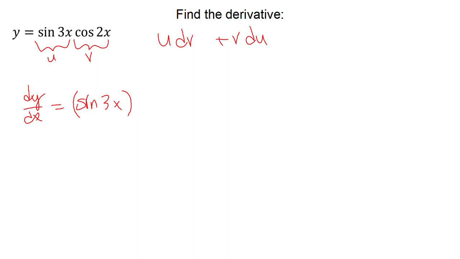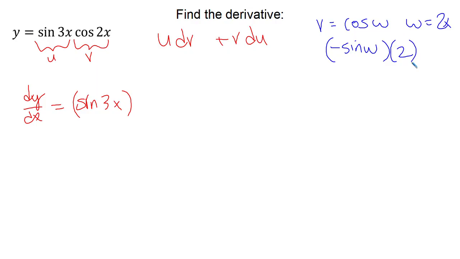And if we need to, we can do some work off to the side for that. v is the cosine of a function. We'll call it w, where w is 2x. So dv dw should be negative sine w, and dw dx should be 2. So the derivative of the cosine 2x portion of that, using the chain rule, is negative 2 sine of w, or negative 2 sine of 2x.